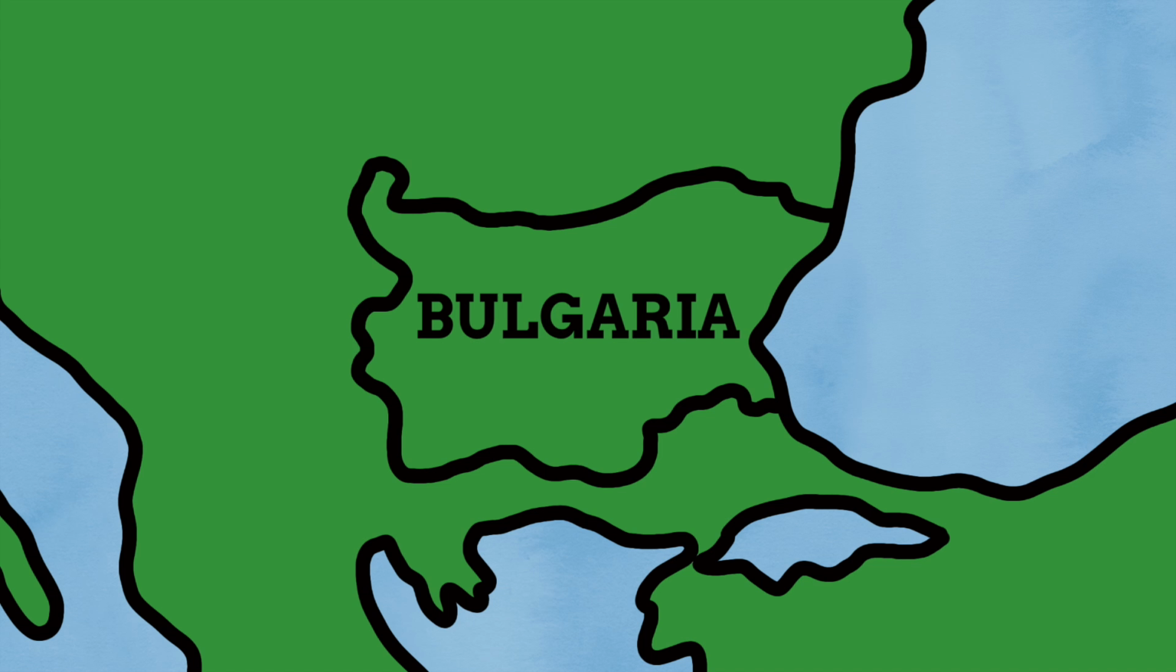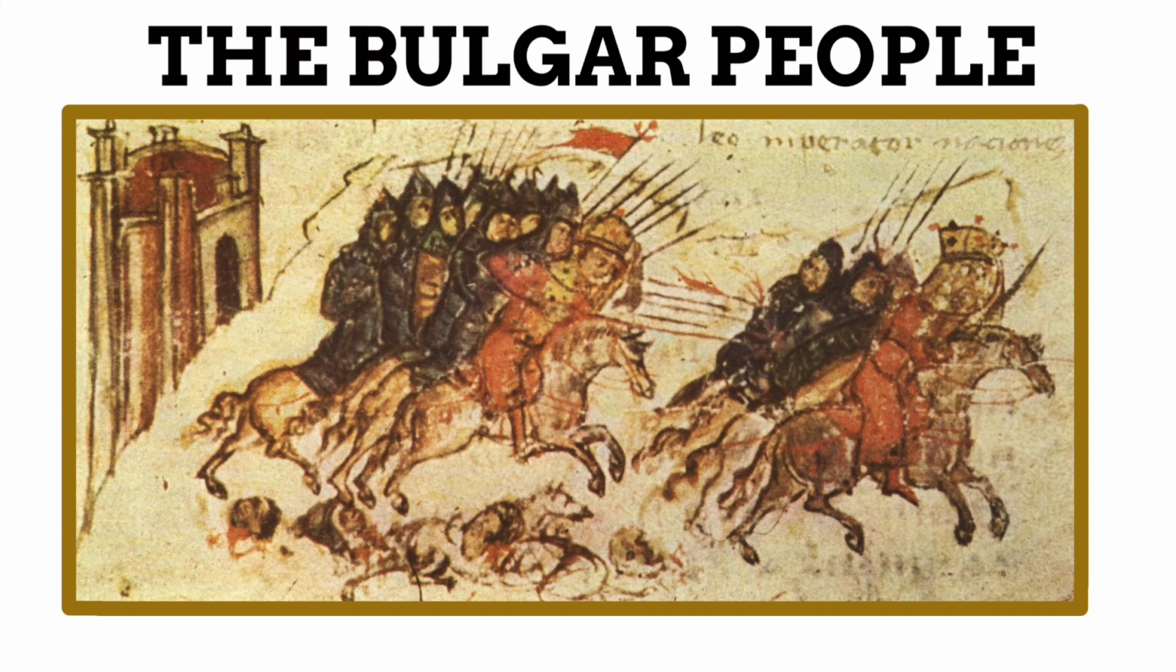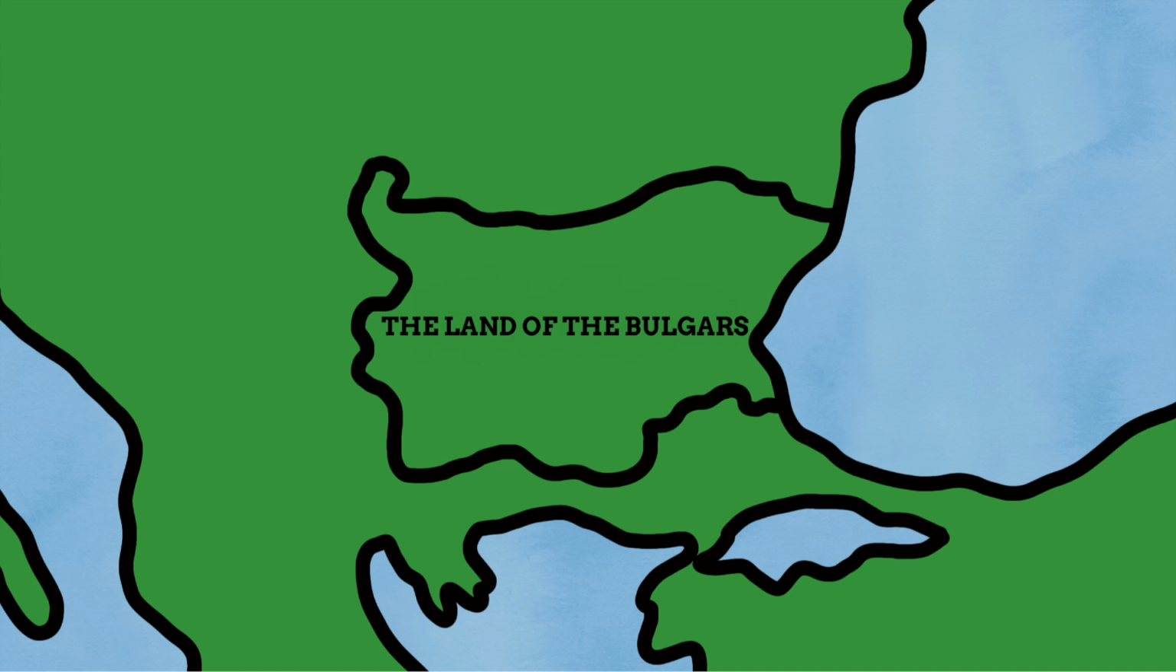Let's look specifically at Bulgaria. This name is thought to come from the Bulgar people, a group of people who settled in the land that is now Bulgaria in the Middle Ages, and it's because of this that the land they lived in became known as the land of the Bulgars, which ultimately turned into the name we know it as today, Bulgaria. However, how the Bulgars got this name in the first place still seems to be something of a mystery.